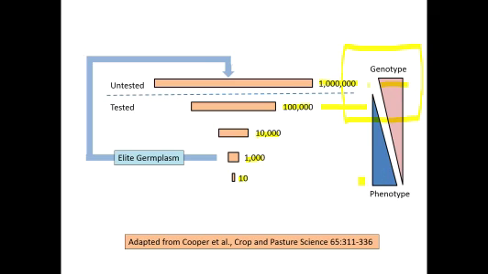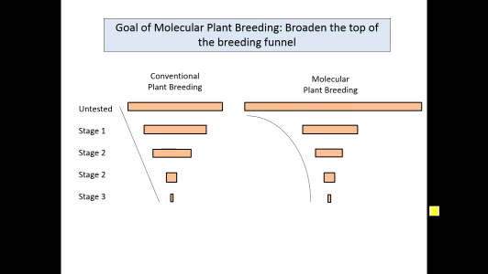And of course, when you get down to these later stages, the genotypic data doesn't help you much. You have years of phenotypic data. You know what your germplasm is. You pretty much know what it can do for you. So the goal of molecular plant breeding is to broaden the top of your breeding funnel and narrow the bottom of the breeding funnel.